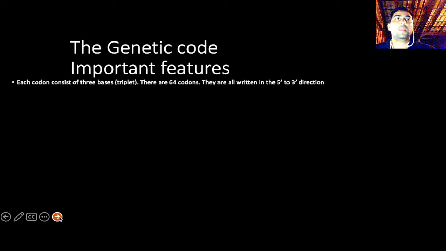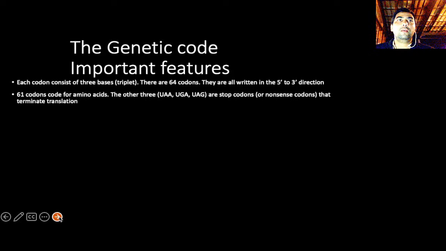Remember always the important features of the genetic code. Each codon consists of 3 bases, or triplet bases. There are 64 codons. They are all written in the 5' to 3' direction. 61 code for amino acids. The other 3, UAA, UGA, and UAG, are stop codons, or nonsense codons, that terminate the translation.